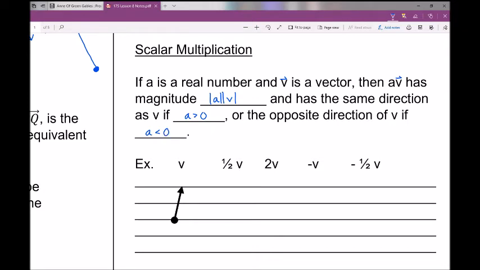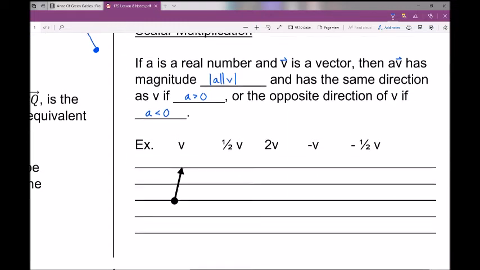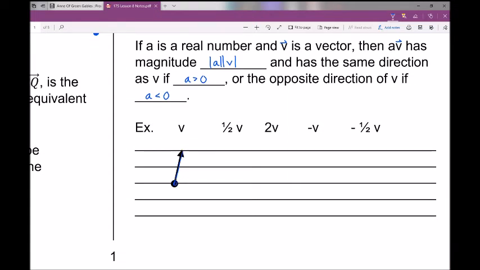So let's look at a few geometric examples here. So if we start with our vector v as this vector right here, let's say that we want to multiply v by 1/2. So this would give us a vector in the same direction, but it would be half as long. So our vector 1/2 v might look like this. Okay? Now let's say we wanted to multiply v by 2 instead of 1/2. So it would be very similar, except now your vector would be twice as long instead of half as long. So it would be 4 lines long instead of 2, and it might look something like this.